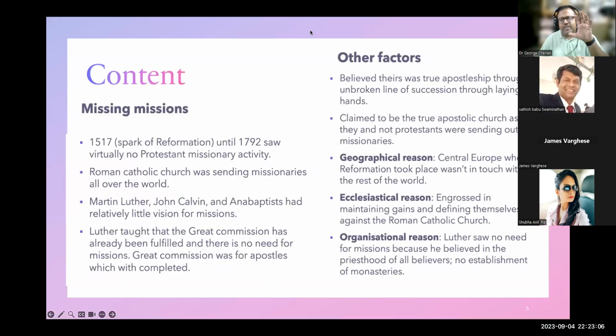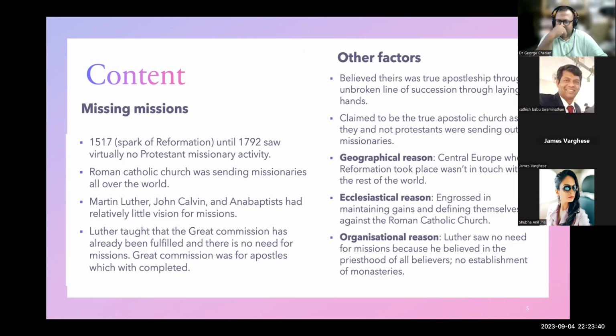The Catholic Church believed that apostleship was continuous. I think they believe it was through Peter, who was supposed to be the first pope. So they said that it has continued unbroken because they were laying hands and passing on the leadership, so it was an unbroken line of succession. They believed that they were the true apostles, and the apostles, as we know, are the ones who were sent with the purpose of spreading the gospel and the mission.